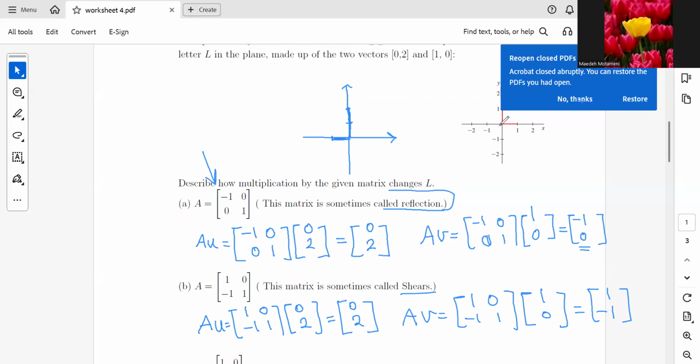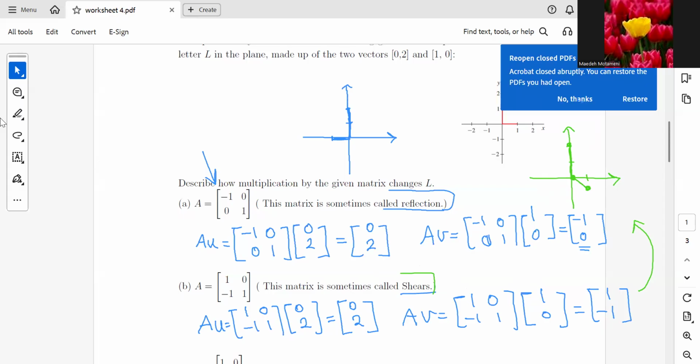So we have the red letter L. Let's see what is the new one. So if we want to draw the new ones of part B, the first one remains the same, which is this one. And the second one, which is 1, negative 1, will be something like this. So the new ones are shears of this first one.